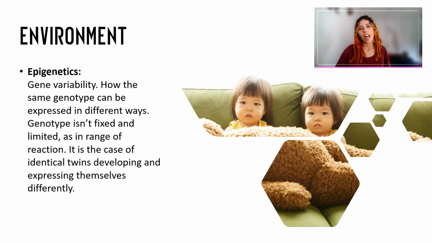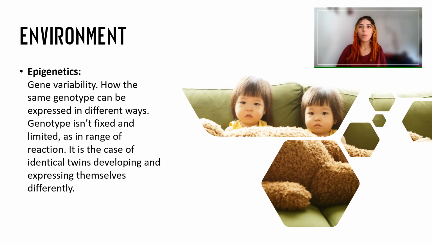But the fact that gene and environment interact with each other makes them become different people, even though they have the same genetic code. So this theory is a lot about gene variability and how the same genotype, in this case the twins' genotype, can be expressed in different ways. Genotype isn't fixed and limited, as in the first theory of the range of reaction. In this case, the genotype is more open and not limited. In the case of identical twins, when they develop, they end up expressing themselves differently.